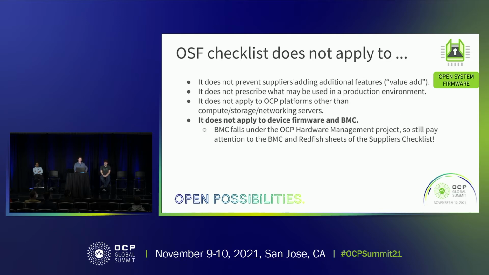It does not apply to the following cases. It does not prevent the suppliers from adding additional features. Anyone could add additional value-add features and so on. It does not prescribe what may be used in a production environment, so you can make different choices there. It does not apply to OCP platforms other than the list we talked about, the compute, storage, and networking servers. And it does not apply to device firmware or BMC.